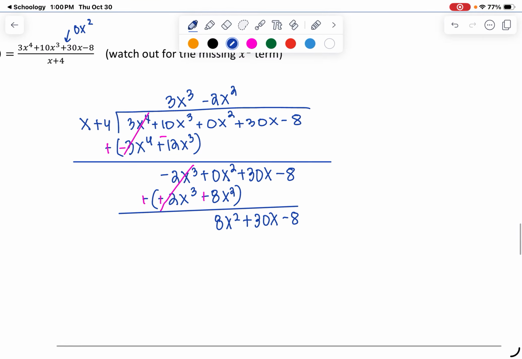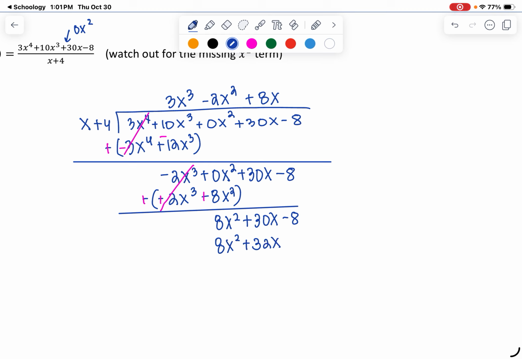What do I multiply x by to get 8x squared? That's 8x. Multiply 8x by your divisor. 8x times x is 8x squared. 8x times 4 is 32x. Put it in parentheses, subtract. Distribute your negative, plus, minus, minus. Cancel. -2x minus 8. Start over.